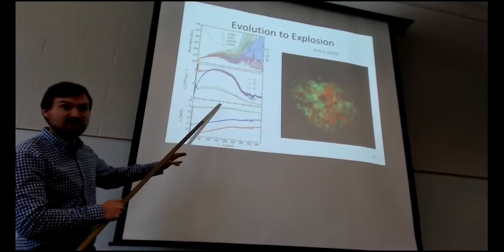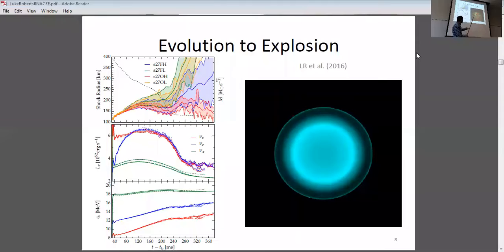That's great because we can do that in 3D, but you can't run that for long. This model took like 60 million CPU hours to run for this period of time, out to 350 milliseconds, and there's no way you're going to be able to use that to look at a tens of seconds long core collapse.